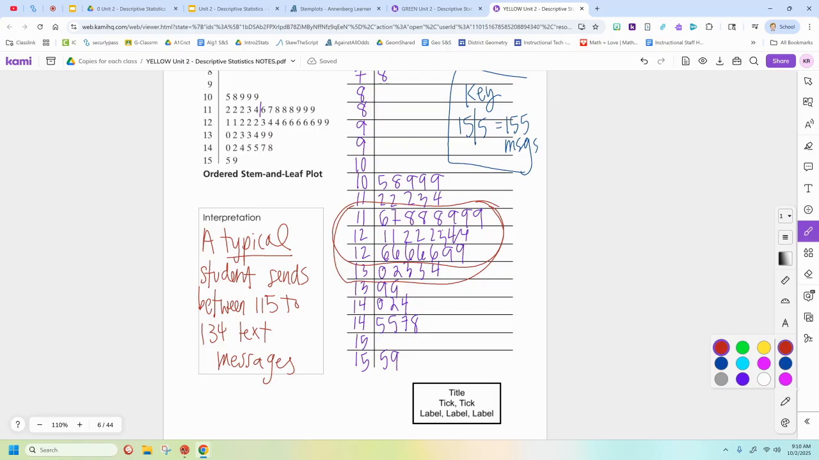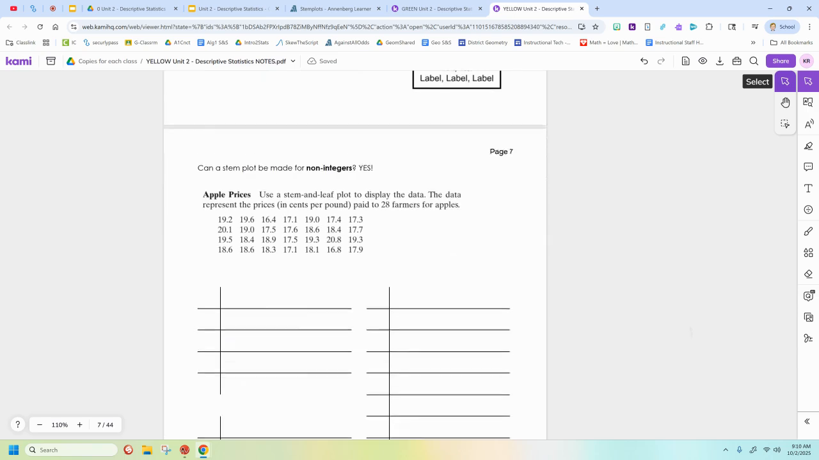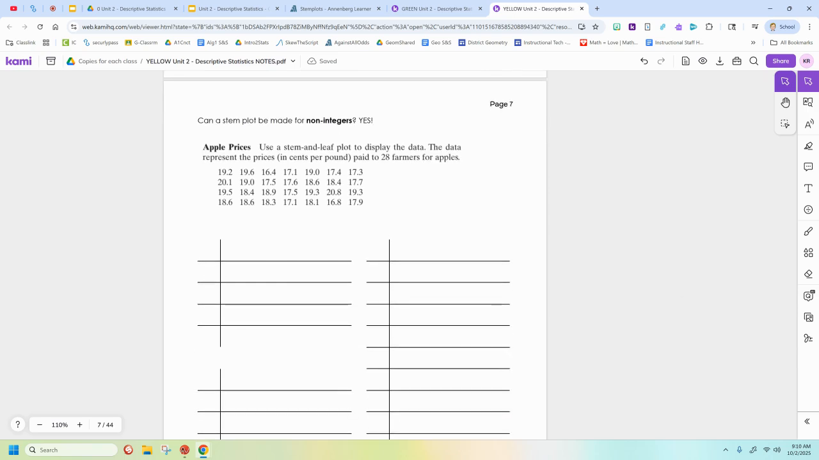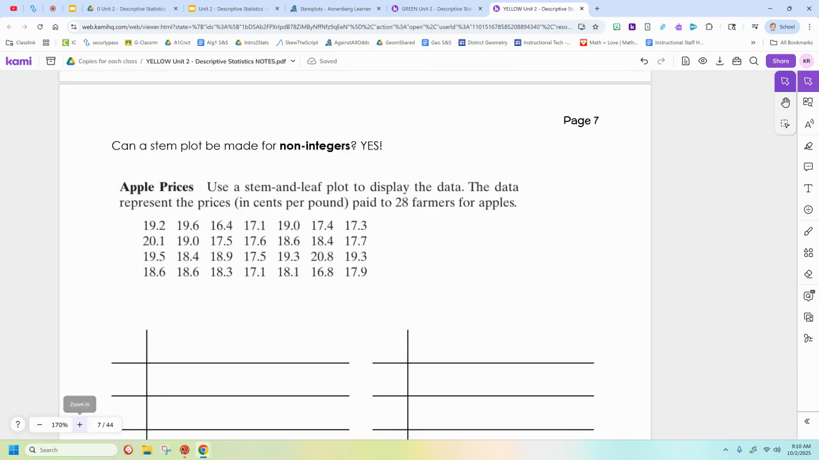All right, so there's another example spread out, so you now have seen it expanded. So go ahead and turn the page. We have one more data set to play with. And this is the one that's going to have decimals in it. All right. So what can we do? Something with non-integers, and the answer is yes.